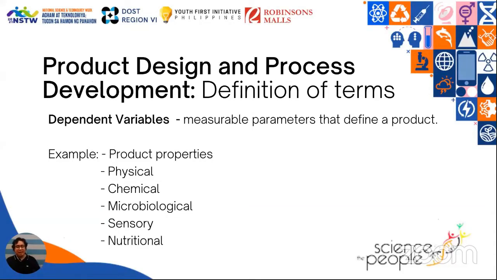So these are measurable parameters that define a product. So when we talk about what defines a product, we have to consider yung product properties, which can be physical, chemical, microbiological, sensory, or nutritional in nature. Okay, so the reason why we defined these two, independent and dependent variables, is because these are important if we are going to understand the concept of product prototyping. Okay, so how can we make use of these terminologies?